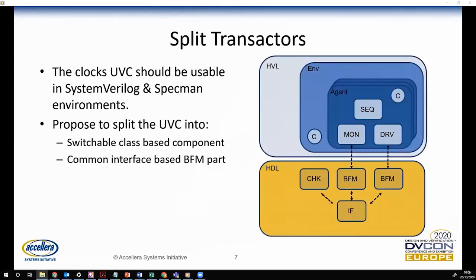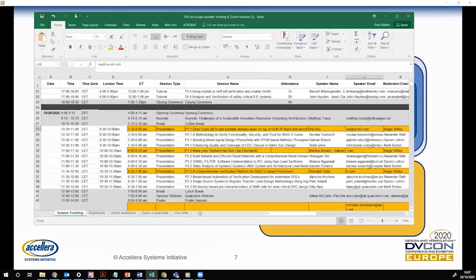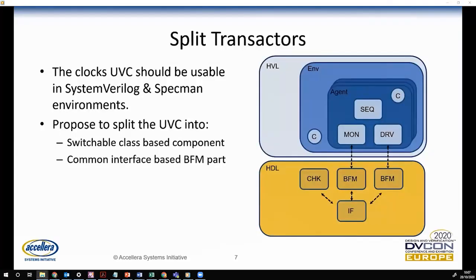As you can see, we have structured the UVC into two parts, a transactional class-based part and an interface-based BFM part. The class-based part is henceforth referenced with the abbreviations HVL for Hardware Verification Language and the BFM part with HDL for Hardware Description Language. The motivation behind the split is to be able to reuse common code in both SystemVerilog and Specman environments. The HDL part, which contains the core of the UVC, for example, driving, monitoring, and checking, is implemented in SystemVerilog and can be integrated with different configuring HVL layers, for example, SystemVerilog or Specman. The HVL to BFM connection is explained on the next slide.